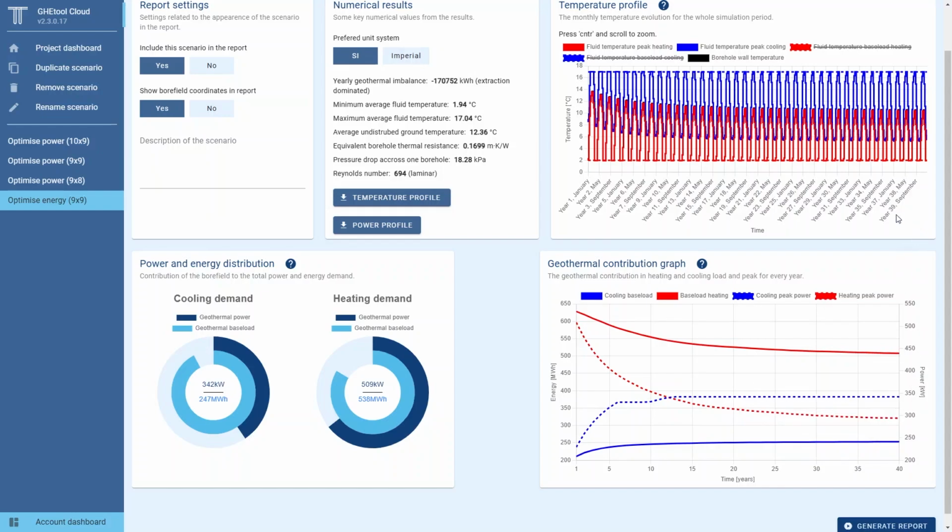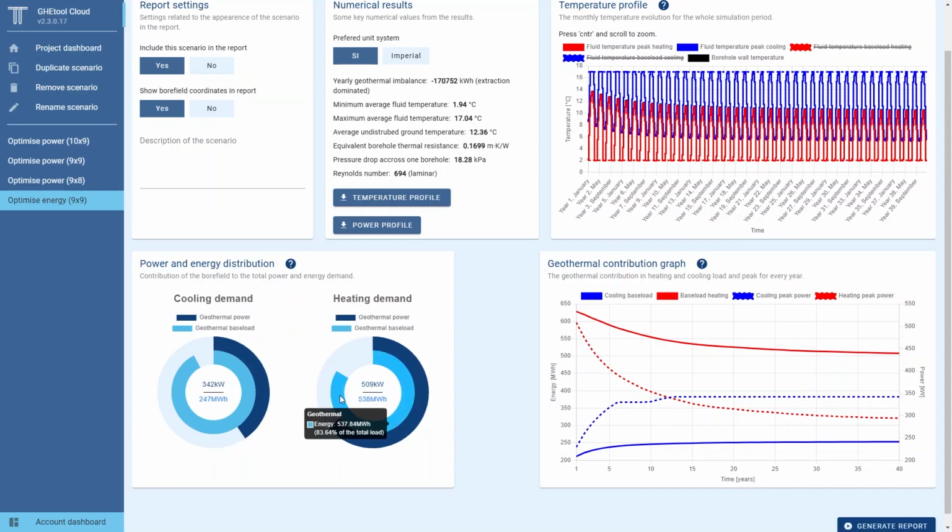As you can also see on the temperature profile, it more or less stabilizes. But in the beginning, there is a big difference between the power you can exchange with the ground between the first and the last year of the simulation period. And on average, so the yearly average energy you exchange in heating and cooling is exactly what's shown here on the power and energy distribution.